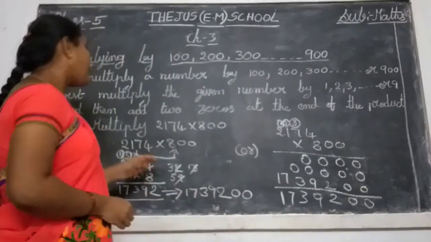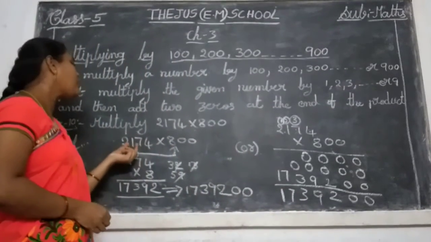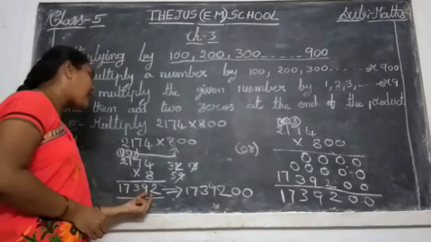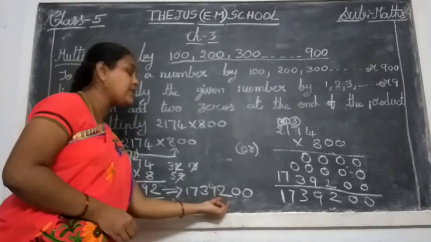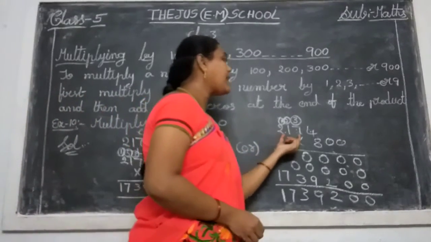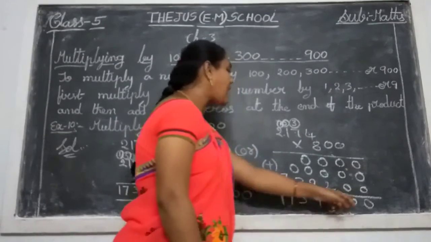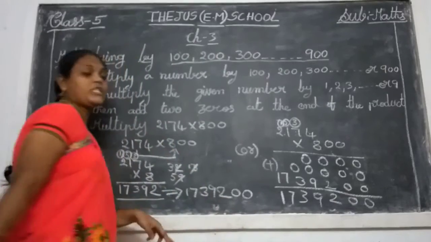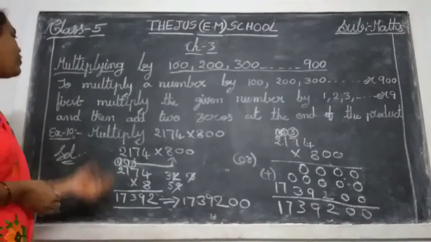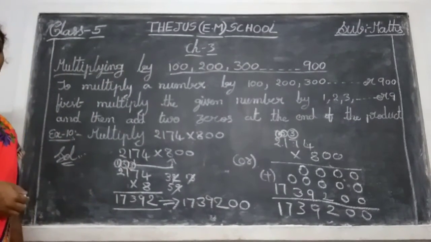So you do the multiplication 2174 into 8, and that becomes the product. We put the 2 zeros, and if you do the multiplication normally, the answer is also the same. Okay, children? So you note that in your notebooks. Example 10.